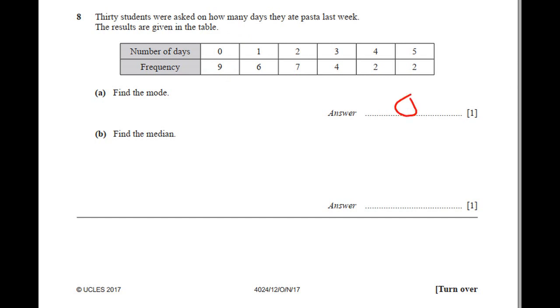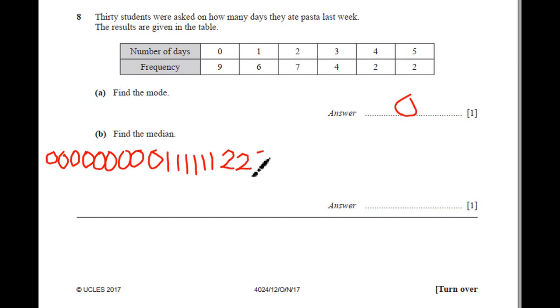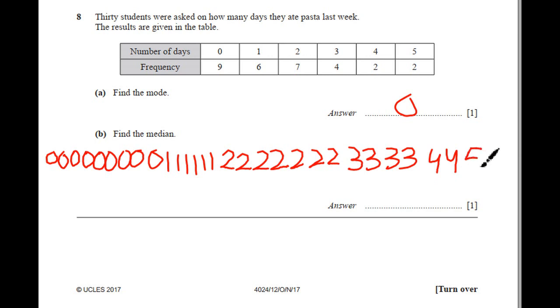Find the median. Median is the middle value after arranging the data in ascending order. So I'll completely break down this question. So we have 9 zeros, 1, 2, 3, 4, 5, 6, 7, 8, 9. Then I have 6 ones, 1, 2, 3, 4, 5, 6. Then 7 twos, 1, 2, 3, 4, 5, 6, 7. Then I have 4 threes. Then I have 2 fours. Then I have 2 fives. I think I said it wrong initially. So I have my 30 numbers.